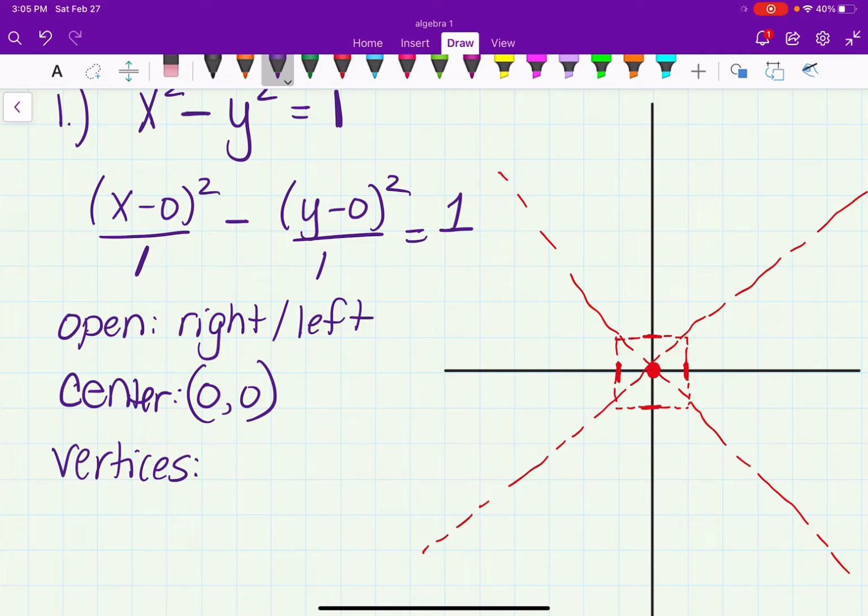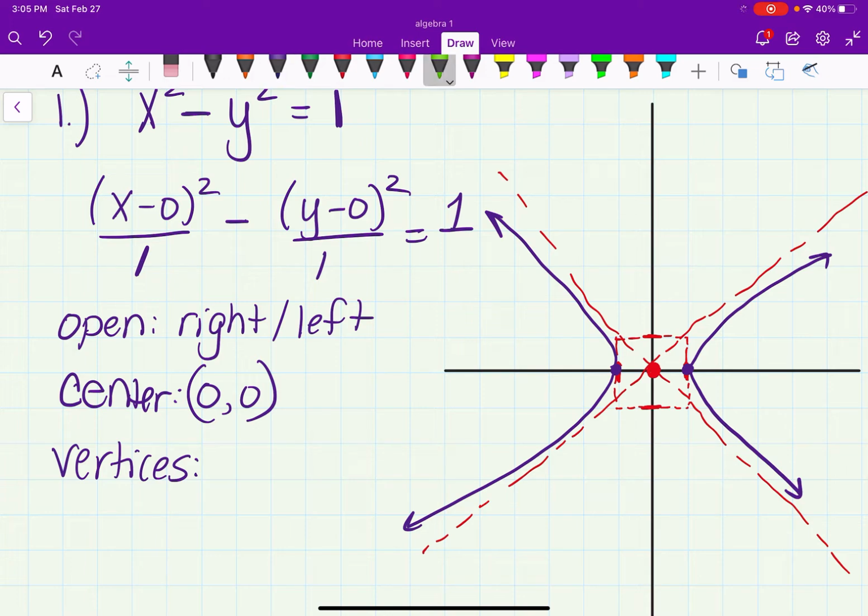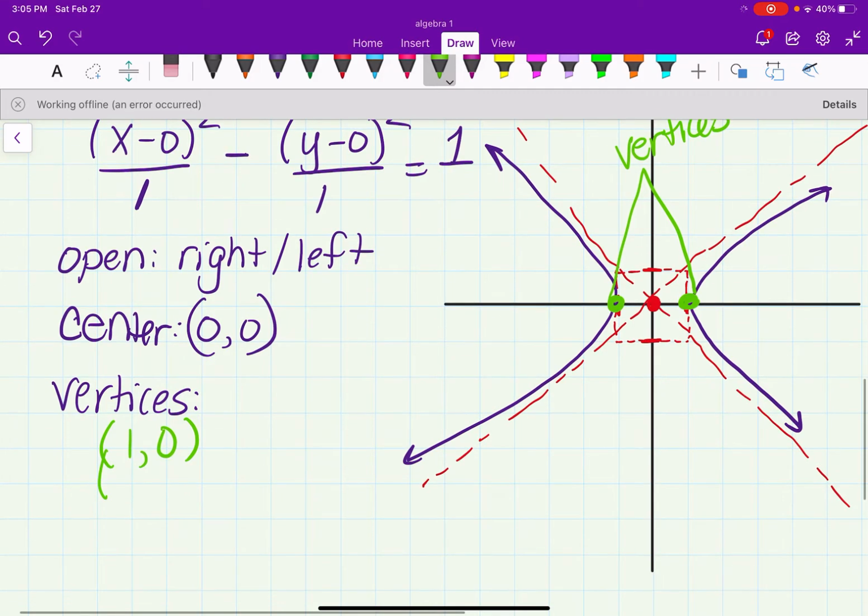And here's where we can figure out our vertices. Our vertices, the one place it can touch our imaginary box is at that point. Okay, because this is open right, left, we're looking to the right or to the left. And so this is what a hyperbola looks like. We're skimming along the boundaries without crossing them. And this dot here and this dot here, they are our vertices. So you can read them right off the graph. And so in this case, our vertices are (1, 0) and (-1, 0).